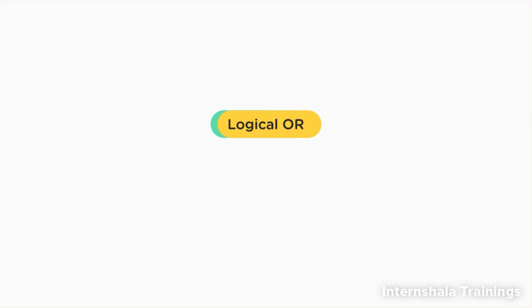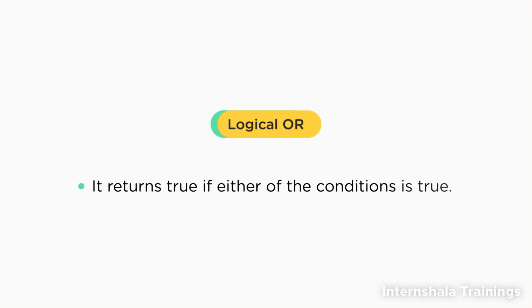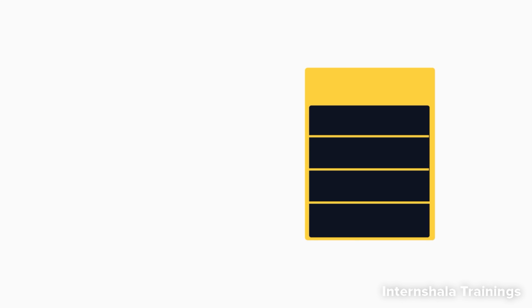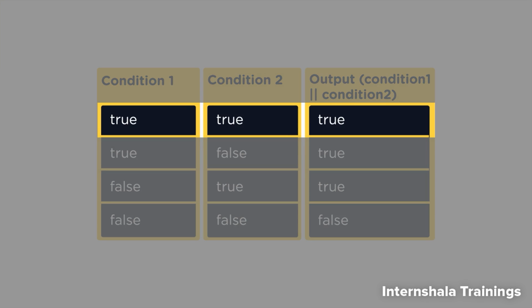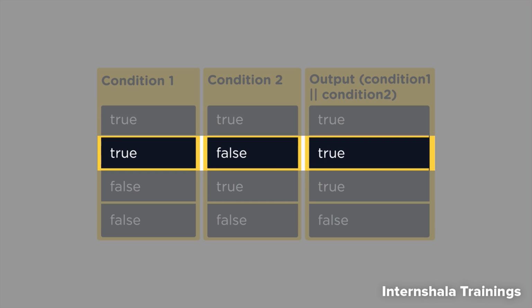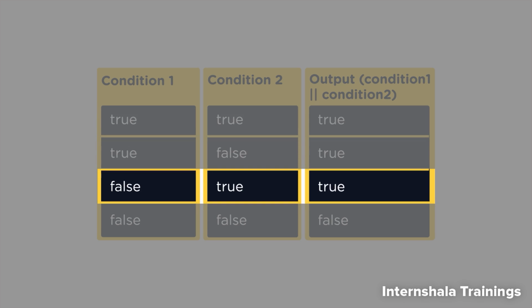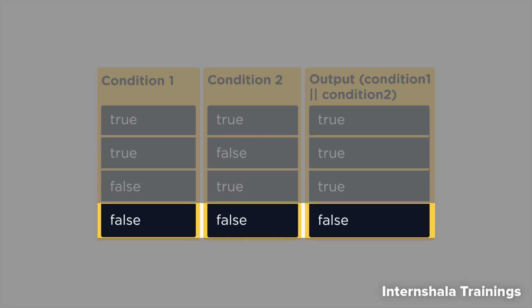Now let's look at the logical OR first. So it returns true if either of the conditions is true. It works just like the English word OR. If the condition 1 is true and condition 2 is true, the result will be true. If condition 1 is true but condition 2 is false, the result will still be true. If condition 1 is false but condition 2 is true, the result will be true. But if both conditions 1 and condition 2 are false, the result will be false.